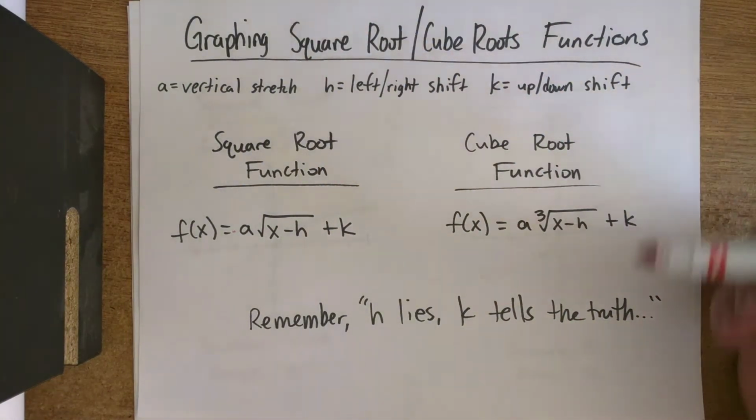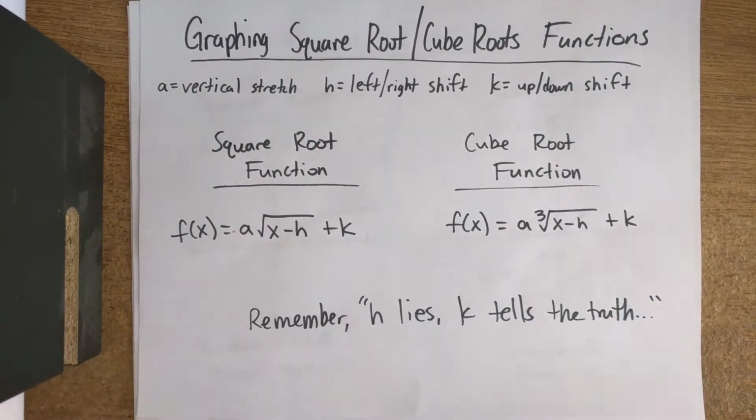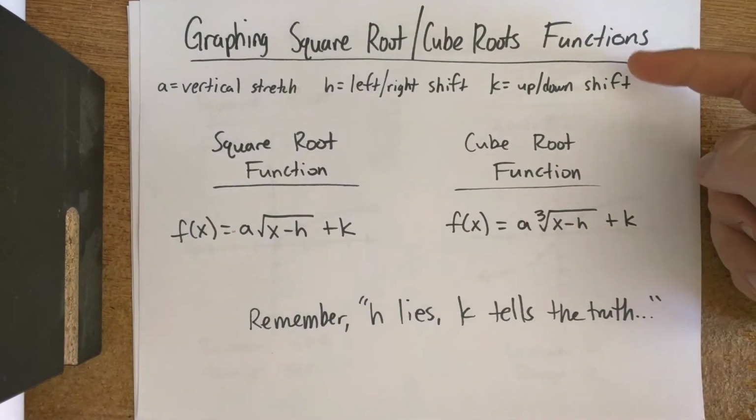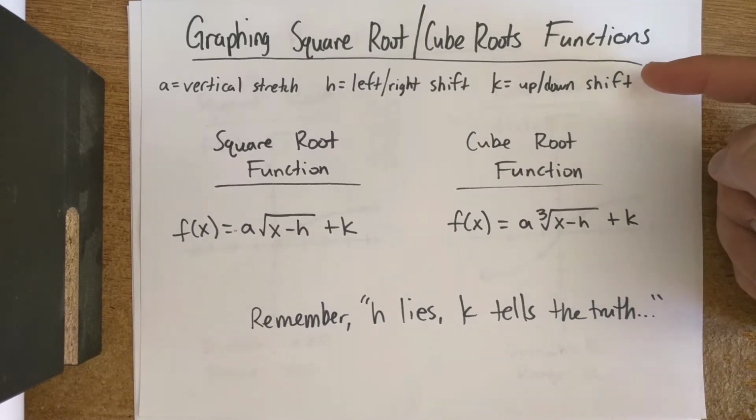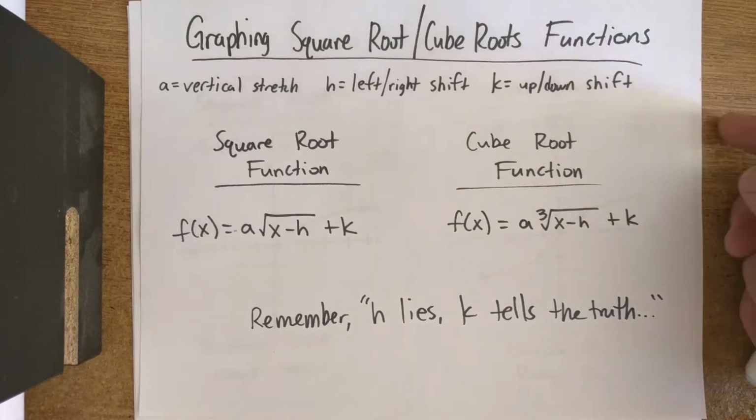Okay, so you've copied this down. Just to look at it real quick, we have A is the vertical stretch, and H is the left-right shift. K is the up-down shift. This should look familiar. We've seen this in multiple different units before. We've done it with parabolas and with other functions.